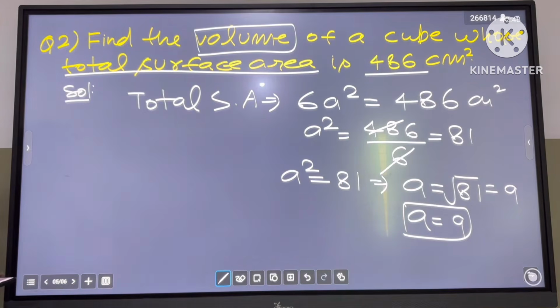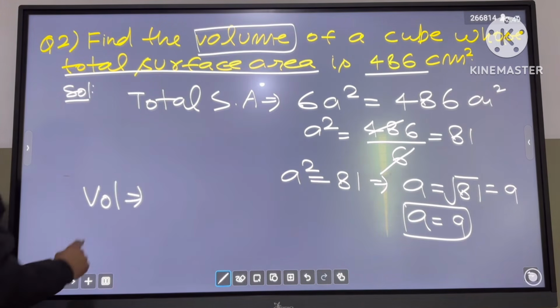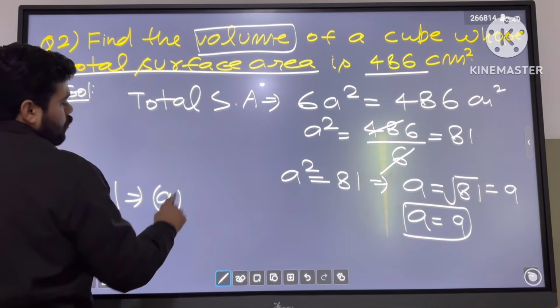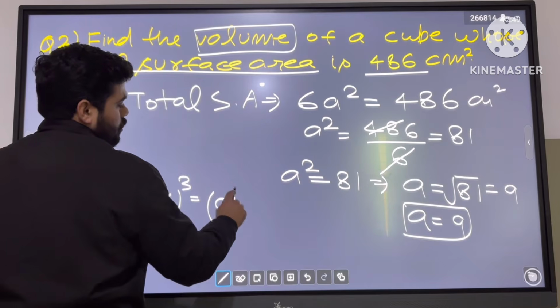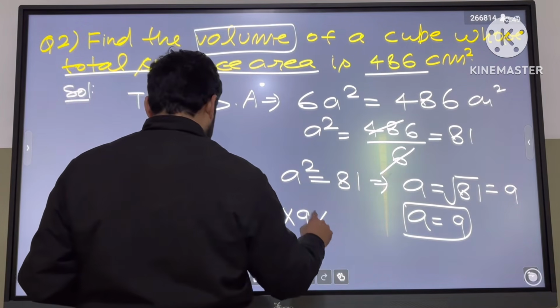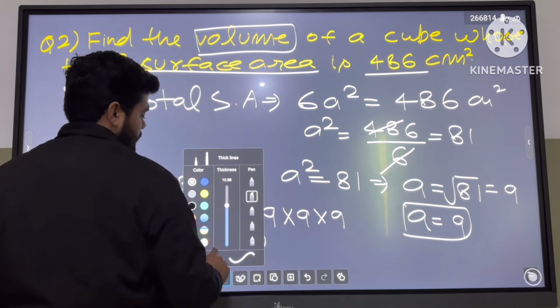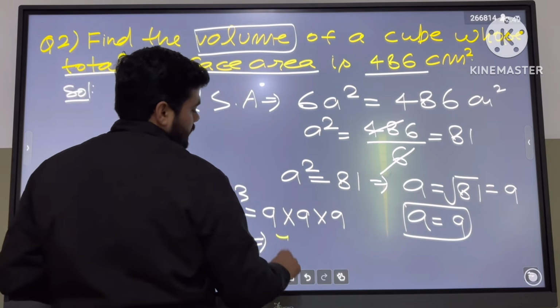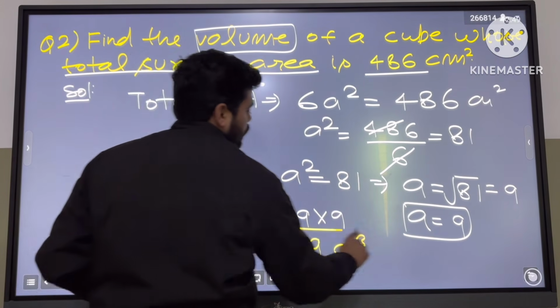The volume of the given cube is equal to side cube, and side is 9. So 9 cube is equal to 9 into 9 into 9. So the final answer is 729 centimeter cube. This is the volume.